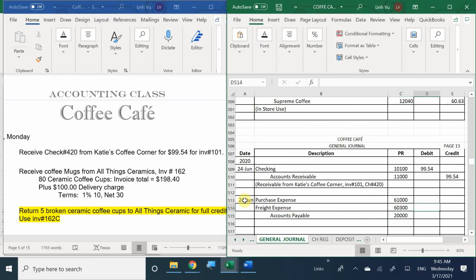So how much do I owe on each side? How much was my purchase expense? 198.40. And how much was my freight expense? 100. So then what is the total amount that I owe? 298.40. Good. So let me type in the information here.